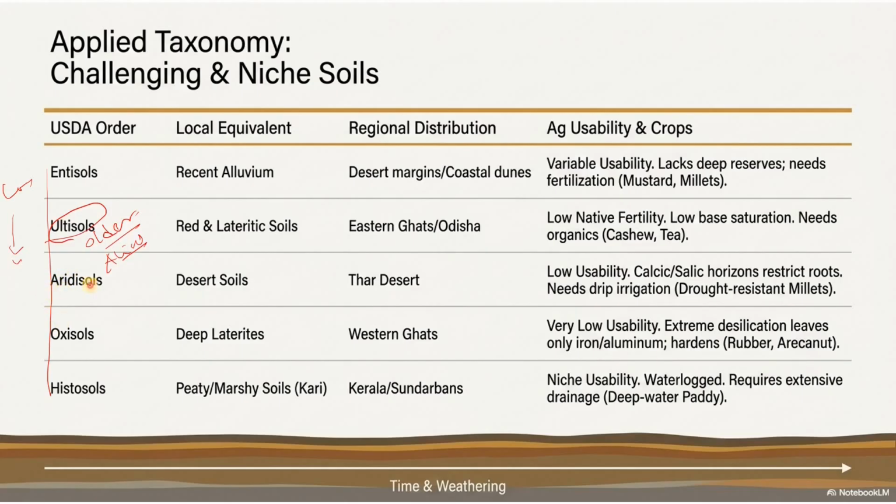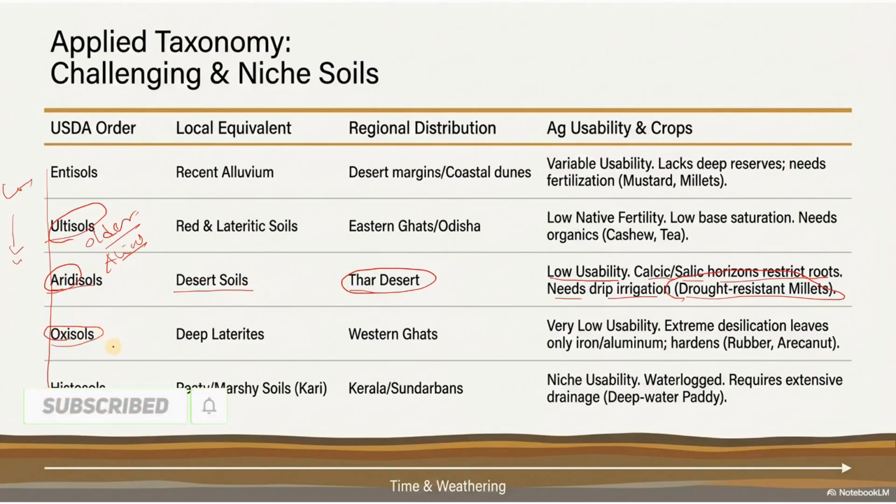Now coming to the Aridisols. When we are talking about Aridisols, we all know that arid means dry, and these soils are found in dry climatic conditions. These are desert kind of soils, found in the Thar Desert of India. This has low usability. The calcic and salic horizons restrict the roots and it needs drip irrigation. Drought resilient millets can be grown here if we want to do agriculture.